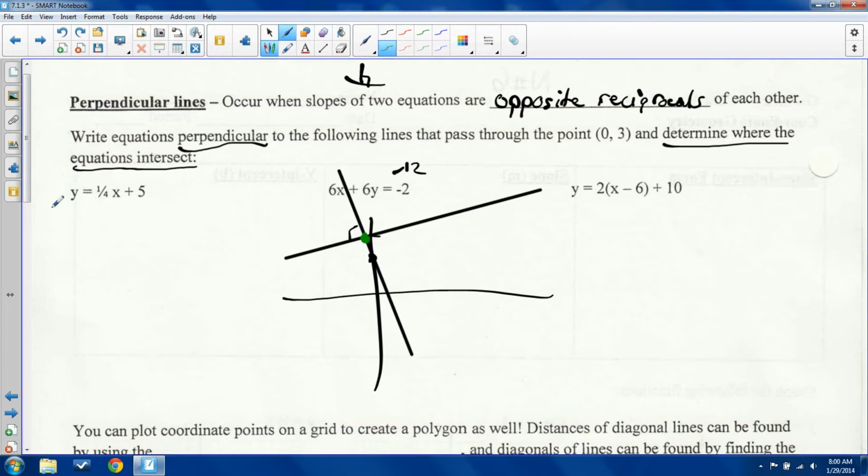Okay, so here's my original equation. Now my slope is 1 over 4. So the slope of the perpendicular guy will be the opposite reciprocal. So I'll take 1/4, positive 1/4. I'll change the sign, so it'll be negative 1/4. And I will flip these two guys right here. So I will end up with negative 4 over 1, or better yet, negative 4. So the opposite reciprocal of 1/4 is -4/1.